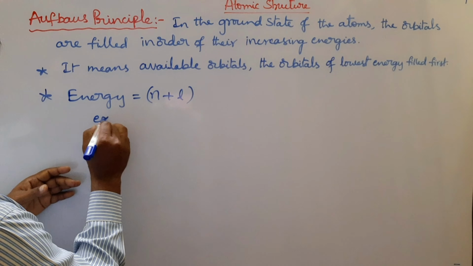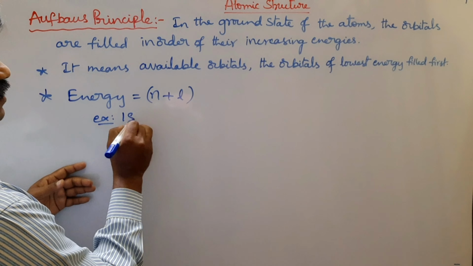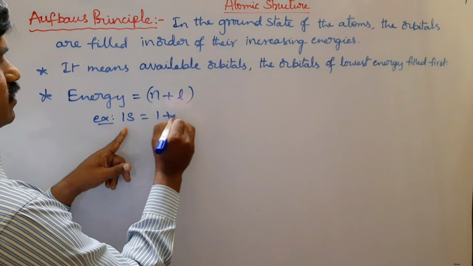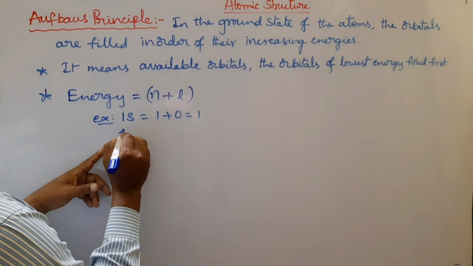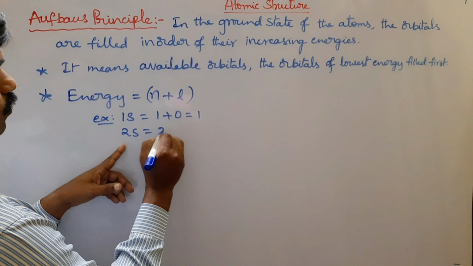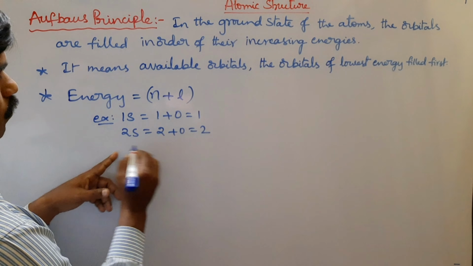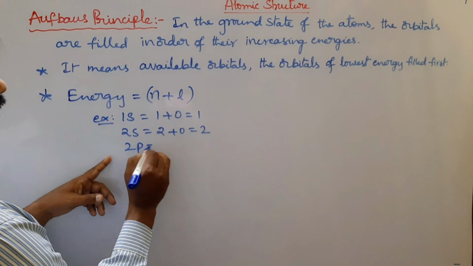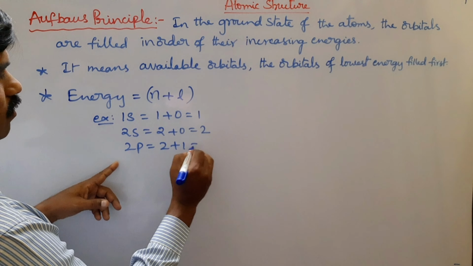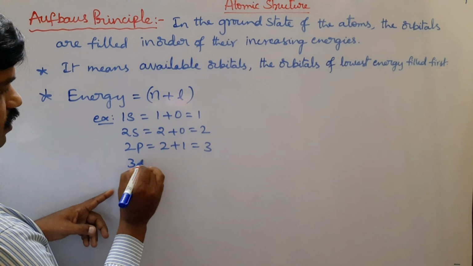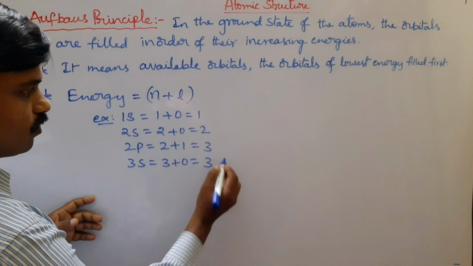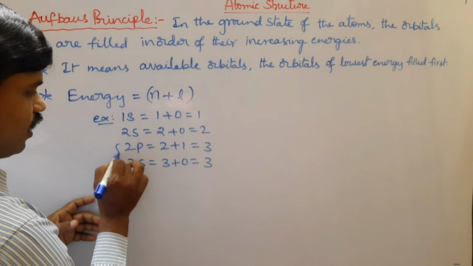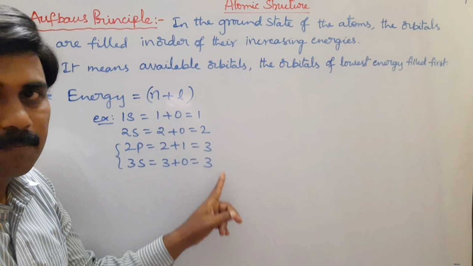Look at an example for n plus L value. For the 1s orbital, 1 plus 0, because the s orbital L value is 0, gives 1. For the 2s orbital, 2 plus 0 is 2. For the 2p orbital, 2 plus 1 is 3. For the 3s orbital, 3 plus 0 is 3. Now in this case, 2p and 3s orbitals have the same n plus L value.